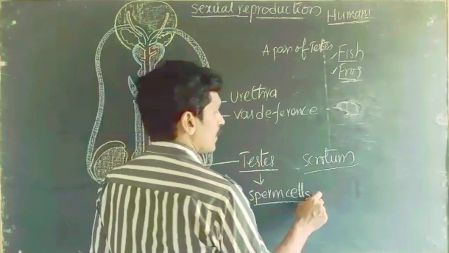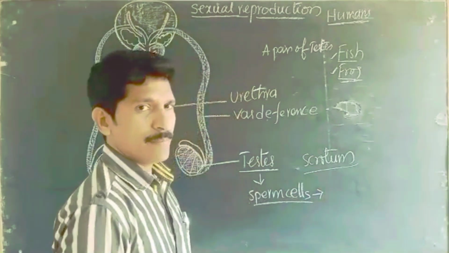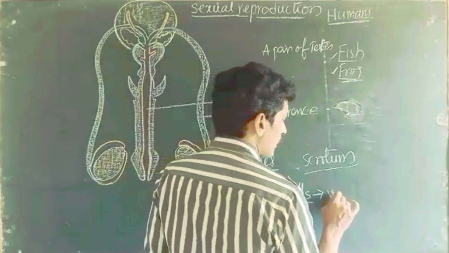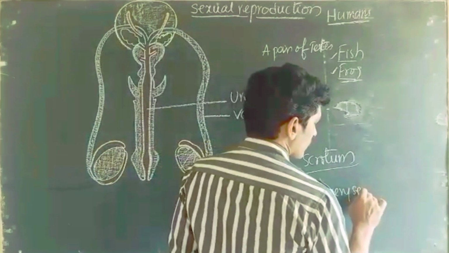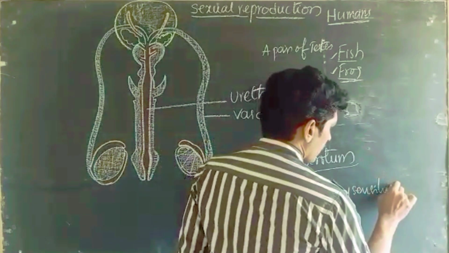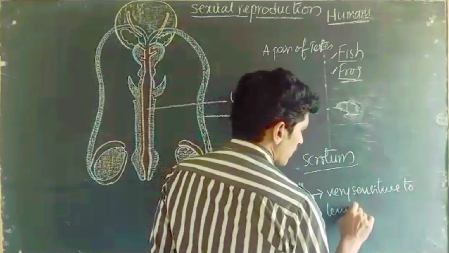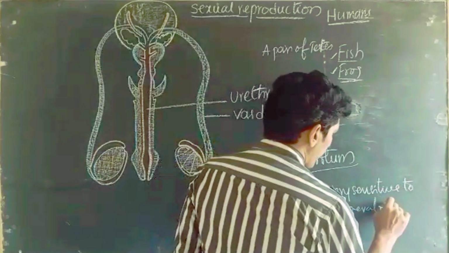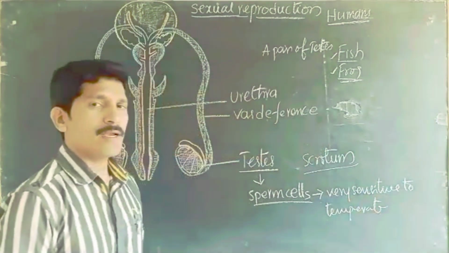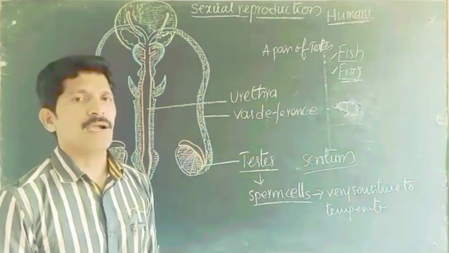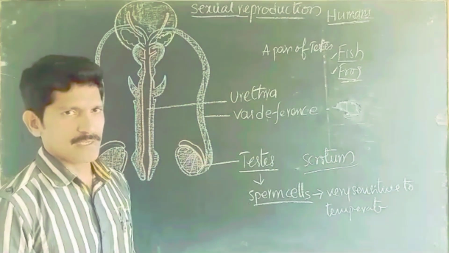These male gametes are very sensitive to temperature. They can't bear the body temperature. They can't tolerate the body temperature. They cannot survive under body temperature conditions.